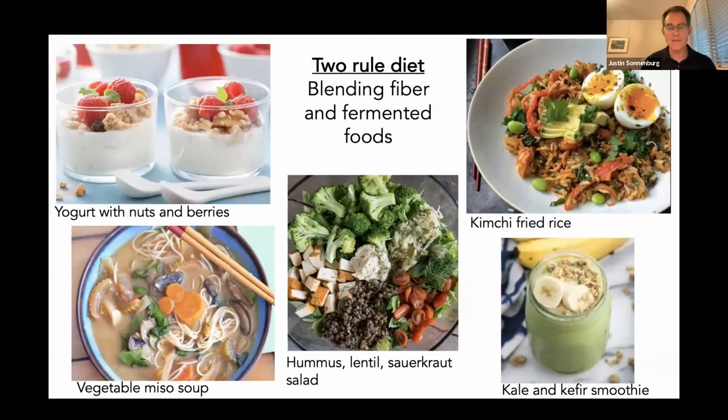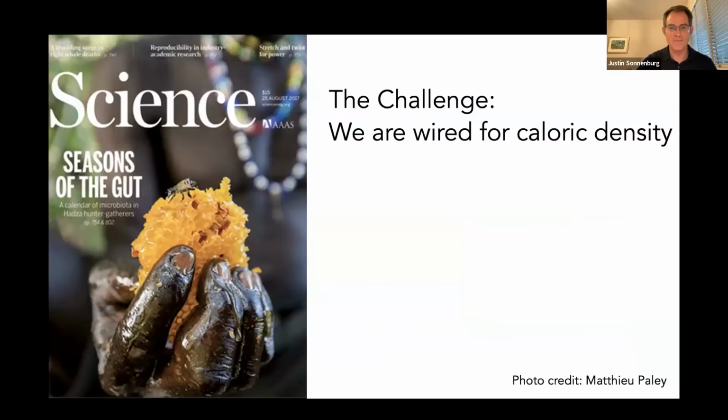And so now we think about this two-rule diet. Beyond just eating fiber, blending fiber and fermented foods. So yogurt with nuts and berries, vegetable miso soup, hummus, lentils, sauerkraut salad, kimchi fried rice, and then of course the kale, the green smoothie, the kale and kefir smoothie. So these are general ideas for how to incorporate some of these principles into your diet. So I think one of the major challenges is that we are wired for caloric density. This is a picture of a Hadza gentleman holding honeycomb.